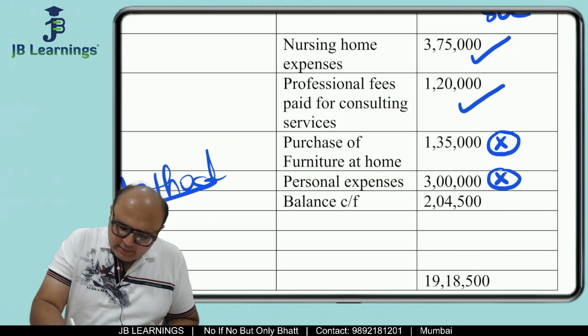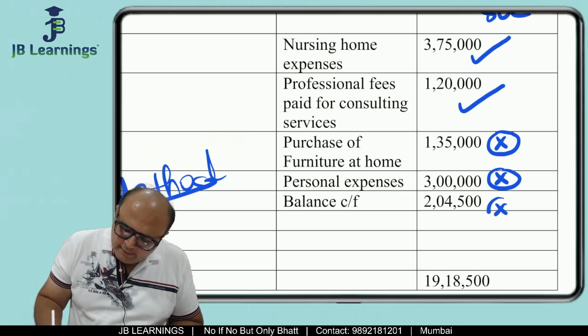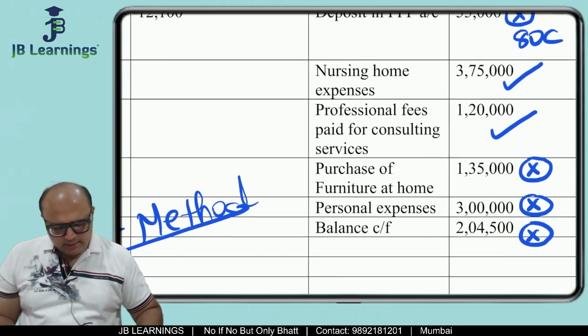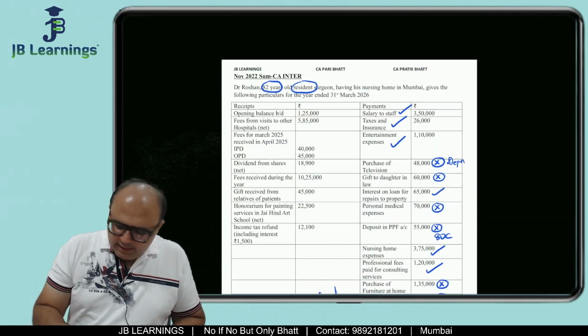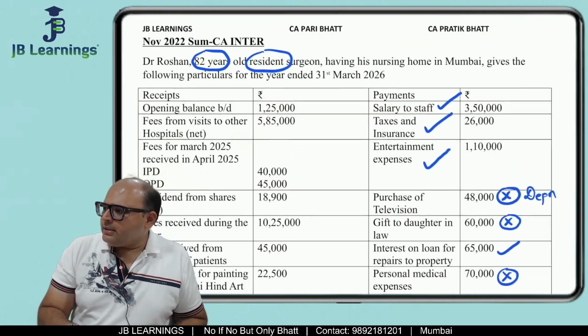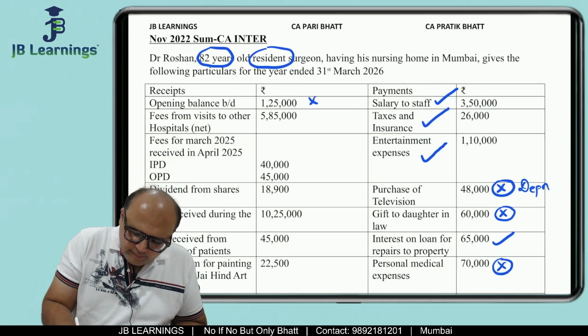So this is not my expenditure. This is like cash balance. So this is also not connected with my business. Then next is on the receipt side. They are saying opening balance. This is not my income.